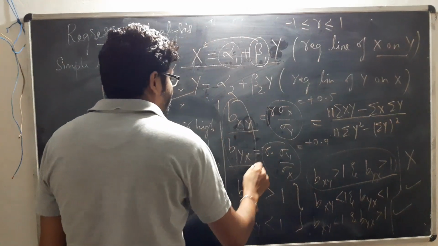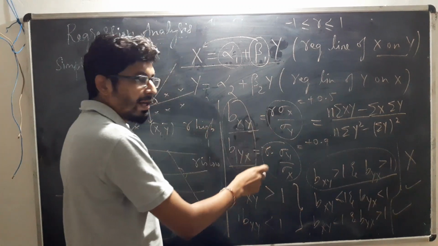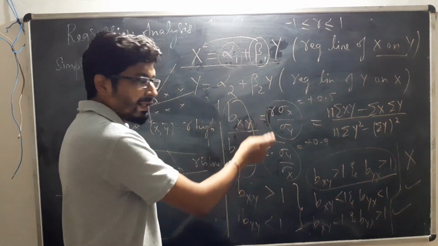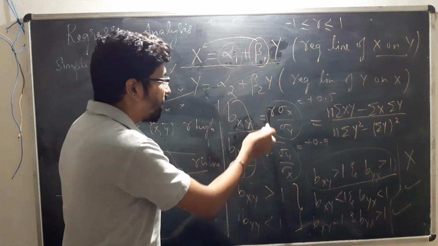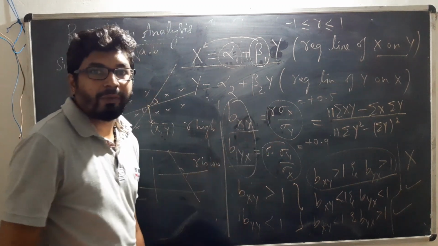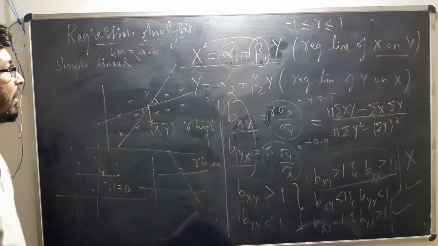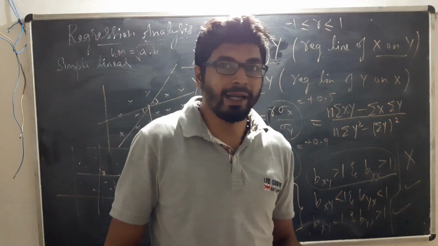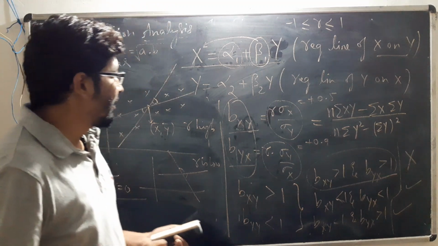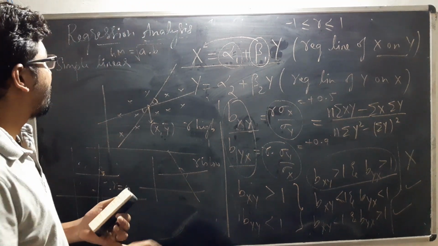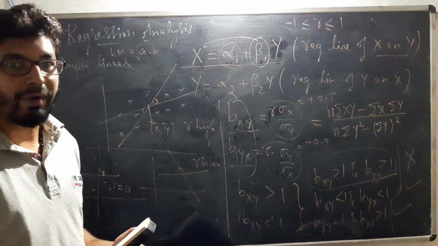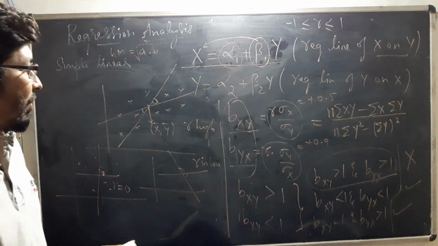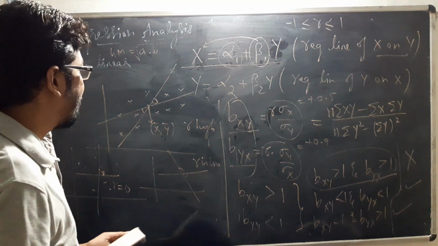After computing your bxy and byx, you should observe that the signs are the same. If both are less than 1, agreeable. If both are greater than 1, then definitely you have made some computational mistakes. So this is about your correlation analysis as well as regression analysis. I have shared the file with the next practical problems on correlation as well as regression. I'll show the calculation for one problem. Please do the other problems.